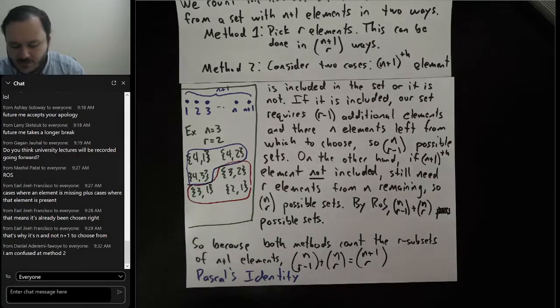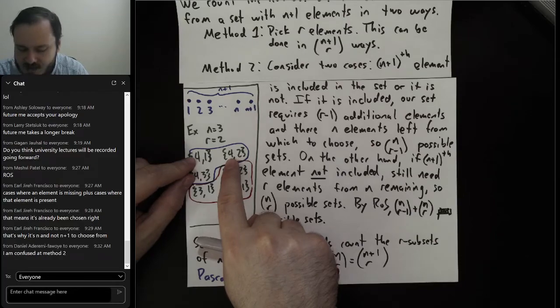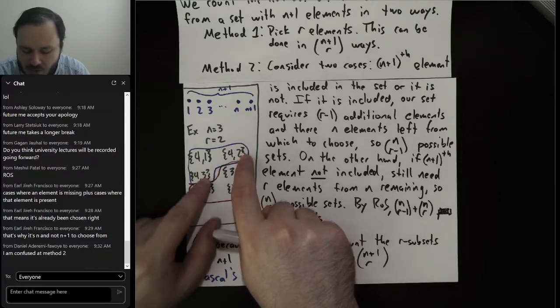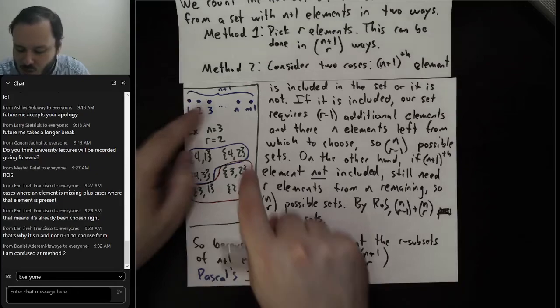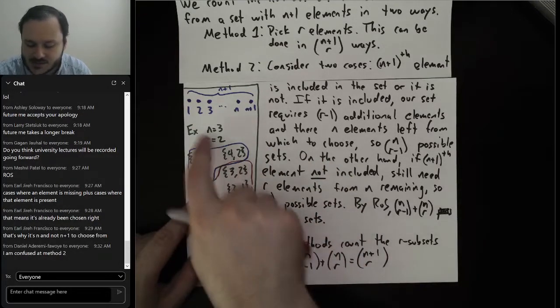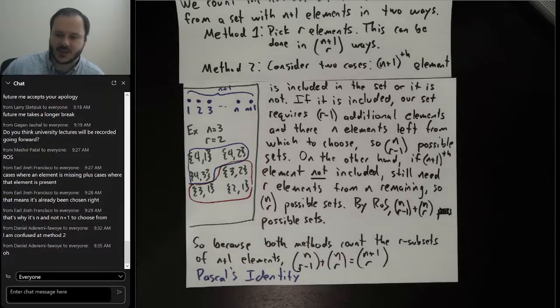If I do have my biggest number, then I've already picked one of my elements. So now from 1, 2, and 3, I only need to choose one element because I already have the other one. In the sets where I don't include 4, I need to choose 2 elements, still from 1 to 3. And then I add these two cases together. And that's giving me my total number.